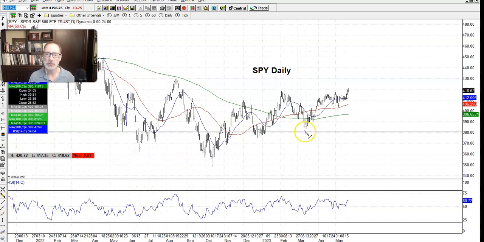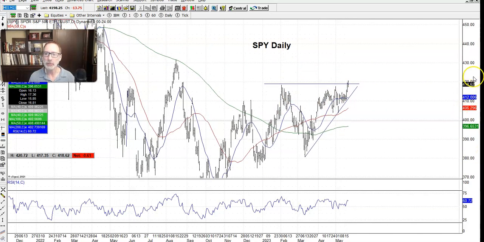So let's draw the resistance here. We got this nice little uptrend, but the resistance is right under around 420 or so on the SPY. So we're going to try to get this as straight as I can, a little manual labor. So we have the nice uptrend, but we also have this area of resistance that it's been really hard for the market to get through, which is around 420 on the SPY.